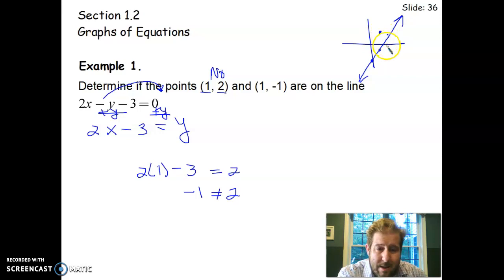So that's clearly not going to be on the line. It's going to be above the line. 1, -1 does seem like it's going to be on the line. Let's just double check. So to the right 1, down 1, keep in mind that's a rough sketch, so I don't know exactly what the numbers are. So let's throw those in.